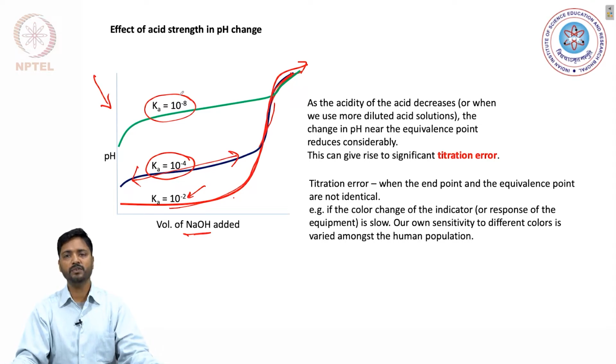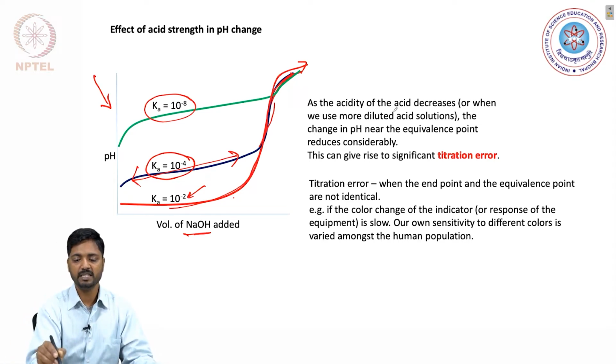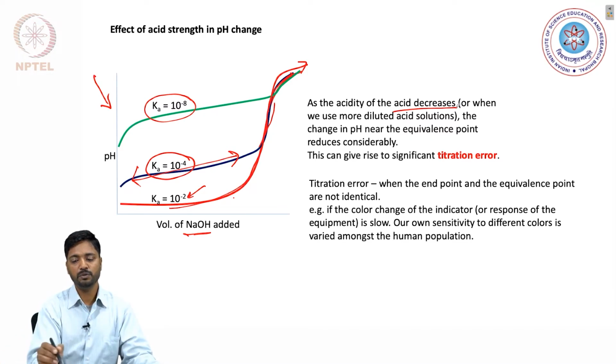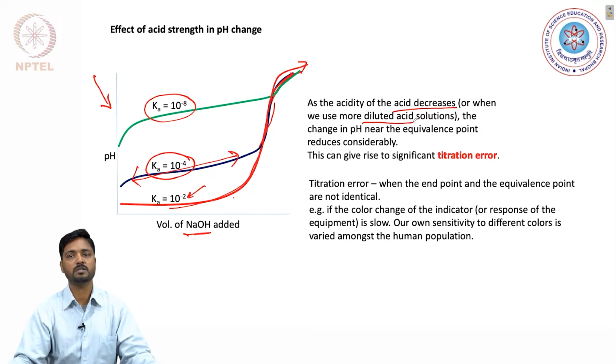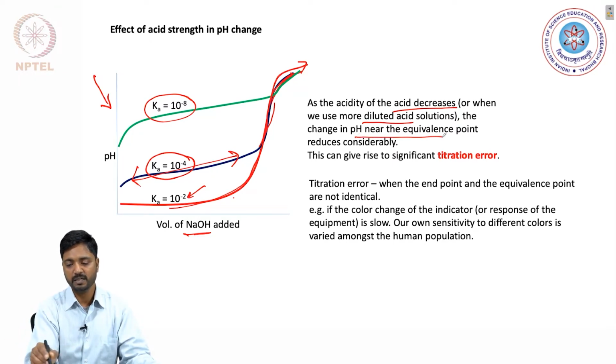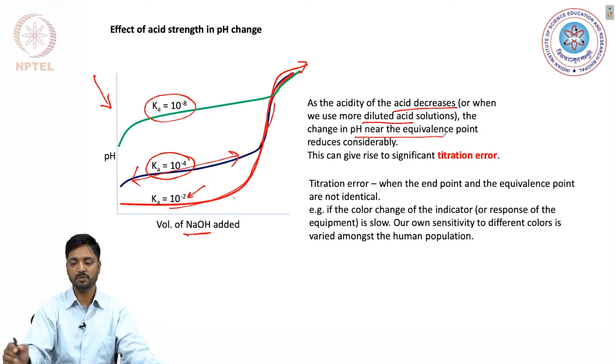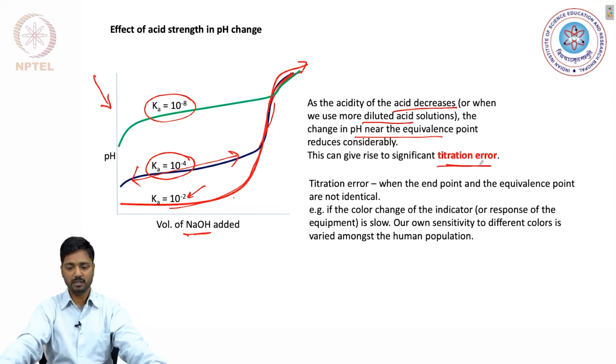So, what we observe is that as the acidity of the acid being employed for the titration decreases, or when we use more dilute acids, the concept remains similar: the change in pH near the equivalence point reduces considerably. And when that happens, we start generating what is known as a titration error. What is titration error?